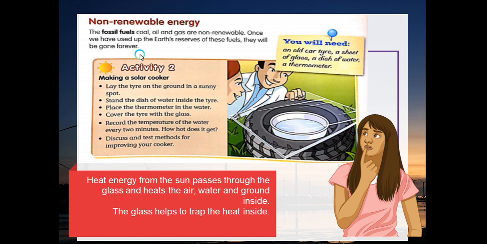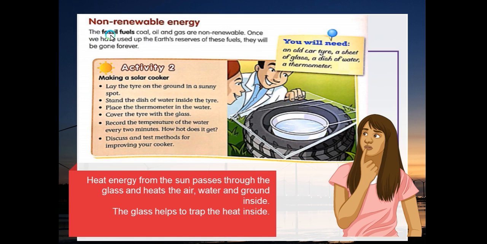Now let's go to non-renewable. Non-renewable means you cannot see them again. When you use it, they are gone. But renewable is you can still see them. They can still come back. Alright? But non-renewable means that you cannot see them when it is being used.